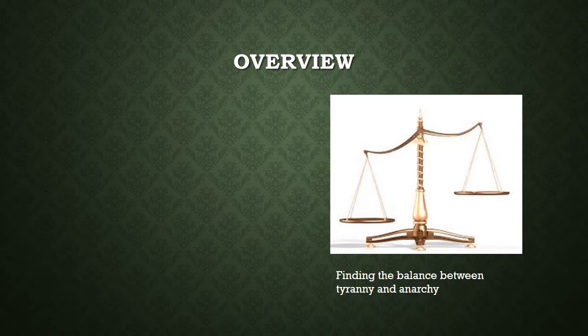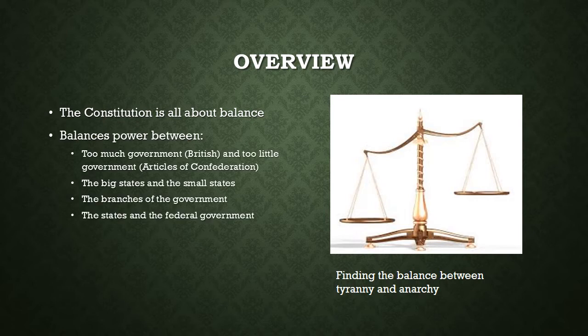So let's start with a brief overview. Basically, the U.S. Constitution is all about balance, finding the right balance between different important things. The first balance they're trying to find is the balance between too much government, which they experienced under the absolute power of the British, and too little government, which they experienced under the Articles of Confederation. They're trying to find the right mix between tyranny and anarchy.